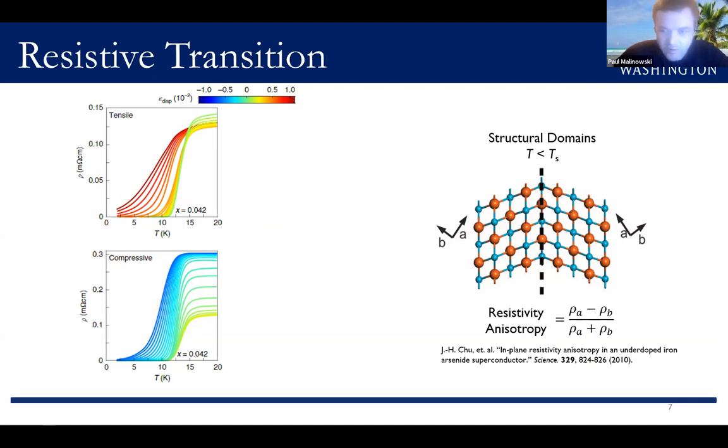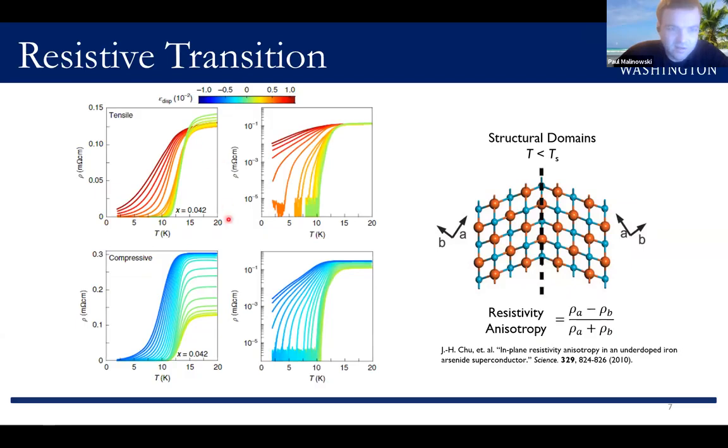And this suppression is even more apparent if we plot the resistivity on a logarithmic scale, where we can see that we actually measure a non-zero resistivity down to the base temperature of our system. So quite strikingly, we can seemingly completely suppress the superconducting state with strain.